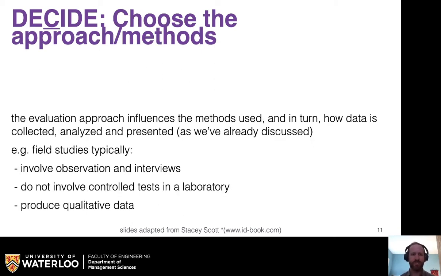You then move to C, choose the approach and methods, which we talked about a bit more in length last time. The evaluation approach influences the methods used, and in turn, how data is collected, analyzed, and presented, as we've already discussed, both in quantitative methods and with our qualitative methods before that. So for example, field studies typically involve observations and interviews. They do not involve controlled tests in a laboratory, and they produce qualitative data, which you analyze with different methods than you might with a quantitative study.